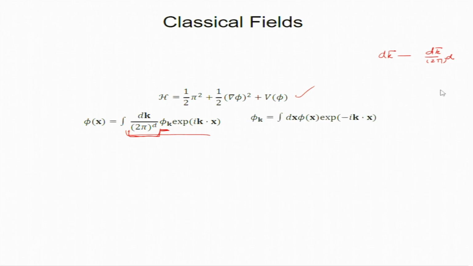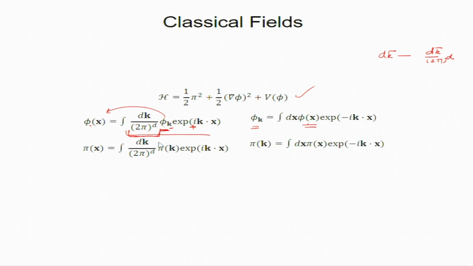Now, we can invert it. When you invert it, phi k is written in terms of phi x, a space integral, and there is a minus sign here. So, from phi k to phi x I put a plus sign, and from phi x to phi k I put a minus sign. That is my convention. Now, this phi is a real field so far. You can do the same thing for the momentum, the momentum density pi. Exactly the same thing. These are real classical fields, so we can do the Fourier transform, no problem.